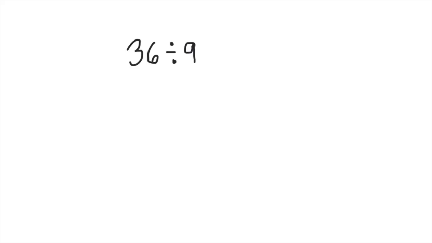Our last repeated subtraction will be 36 divided by 9. We're starting with 36 and we're going to subtract 9 until we get to 0. So 36 minus 9, 35, 34, 33, 32, 31, 30, 29, 28, 27. Bring that up.